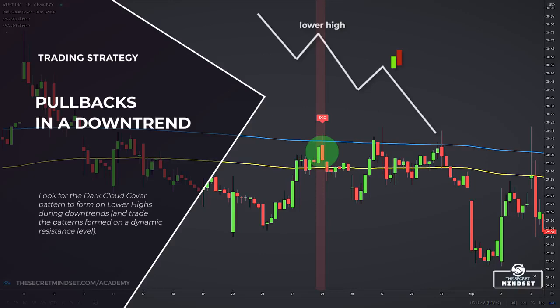What is a dynamic resistance level? They are resistance levels formed by moving averages, more specifically exponential moving averages. So what I like to do is to plot two EMAs on my chart. You can choose any length you prefer. And what I'm looking for are the dark cloud cover patterns that form on either of these EMAs, like this. The opposite is true for the piercing line patterns.